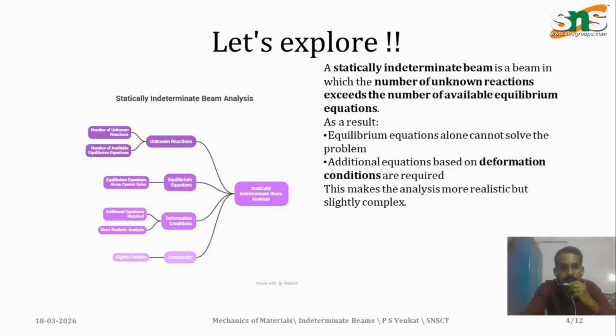Now let's define the concept clearly. A statically indeterminate beam is a beam in which the number of unknown reactions is greater than the number of available equilibrium equations. So what happens here? We cannot solve using equilibrium equations alone. We also need additional equations. These additional equations come from compatibility of deformation. What does that mean? It means the beam must deform in a way that satisfies support conditions. Deflection and rotation must be consistent.